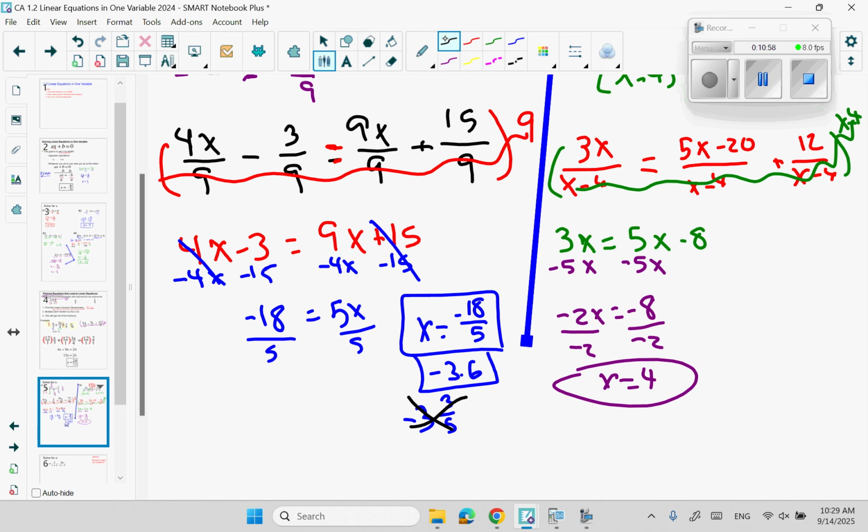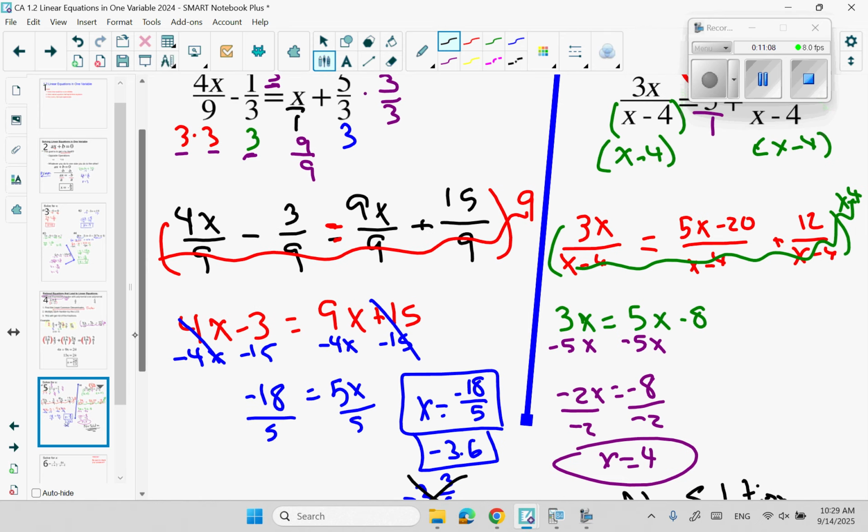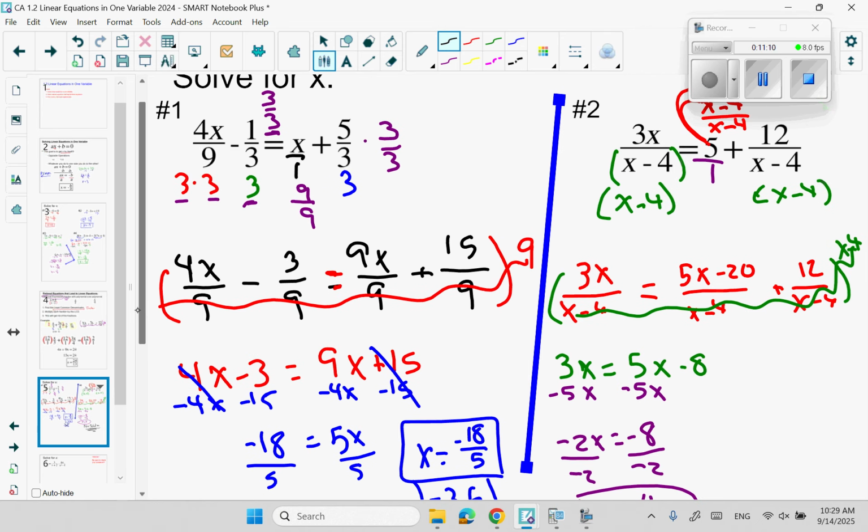Unfortunately enough, though, x is not 4. This problem actually has no solution. So, take a quick look and think about why this problem has no solution here.